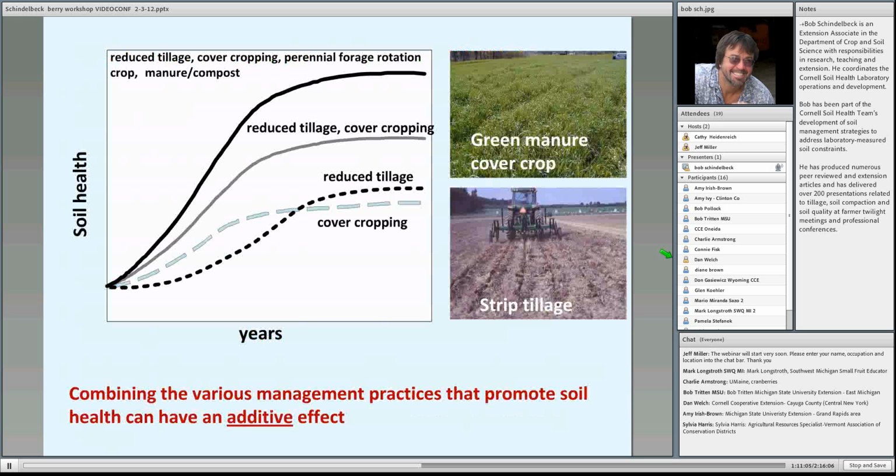Here I just wanted to show how there's a synergistic effect to our management. So we see soil health on the y-axis and years across the x. If we modify our management with finding windows for different cover crops or reducing our tillage, individually, if we apply these managements, we can increase our soil health. But if we can creatively put them together and combine them with an overall holistic plan, we tend to see a faster and greater overall response, what we call an additive effect of putting these positive management approaches together.